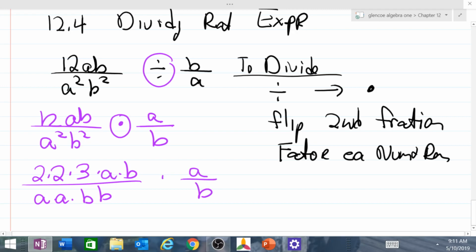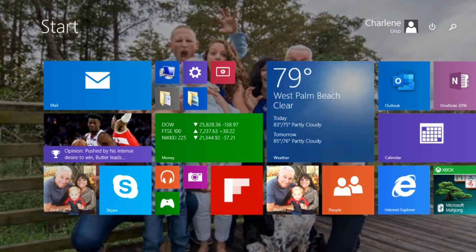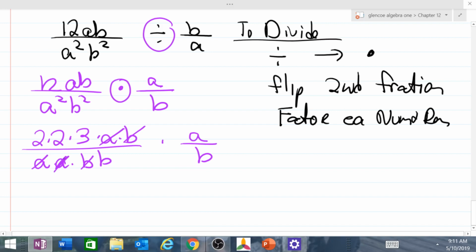Where did that go? So sorry. Let's get it back. I apologize. We have an a and a b that cancel with an a and a b. We have an a here, cancels with an a. And we're left with 2 times 2 times 3, which is 2 times 2 is 4 times 3 is 12, over b squared.